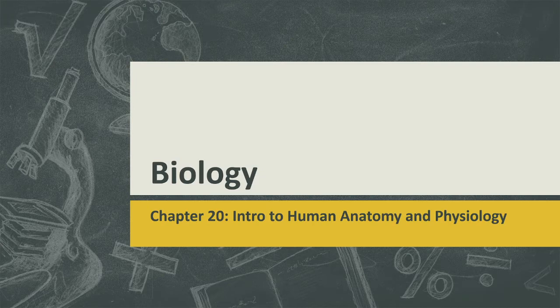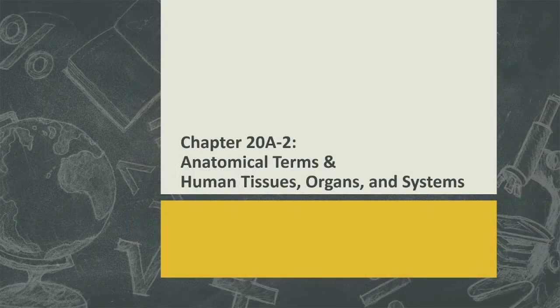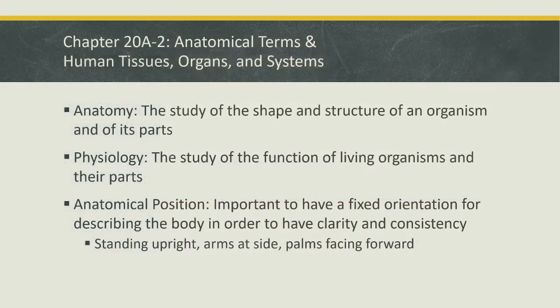So, we are into chapter 20 now, which is the beginning of looking at human anatomy and physiology. And this has two parts. First is just kind of an intro to human anatomy, and then after that, we look at the first body system, the integumentary system. So, first from chapter 20A, part 2, some anatomical terms as well as a little bit about human tissues, organs, and systems.